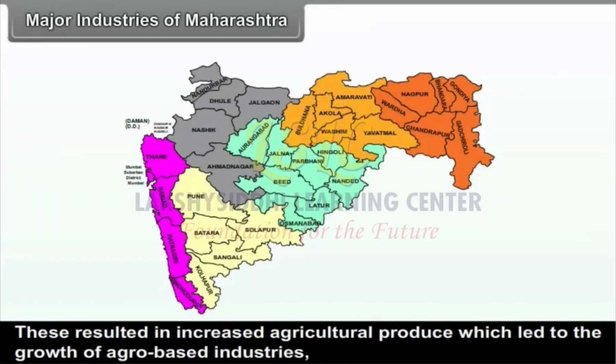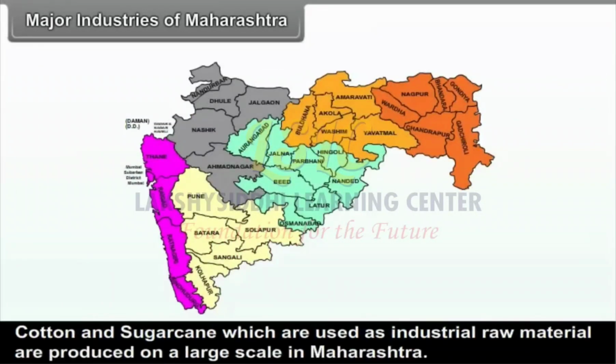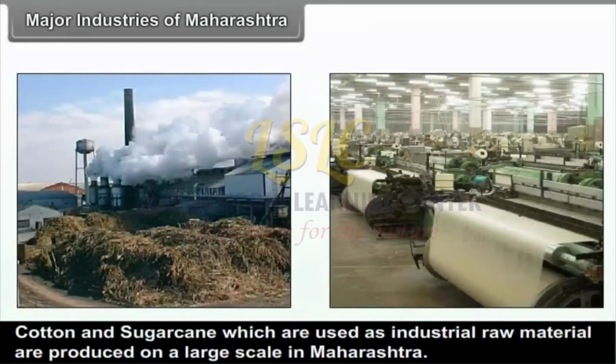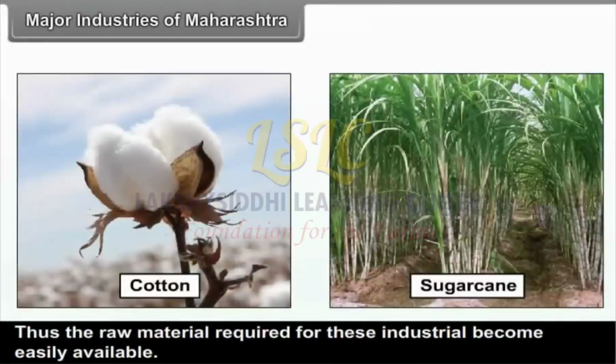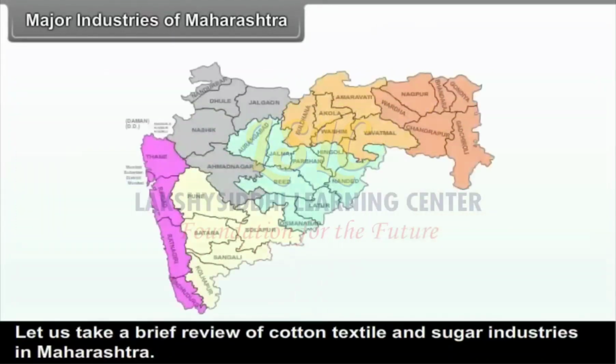These resulted in increased agricultural produce which led to the growth of agro-based industries, particularly sugar and cotton textile industries in Maharashtra. Cotton and sugarcane, which are used as industrial raw materials, are produced on a large scale in Maharashtra. Thus, the raw material required for these industries becomes easily available. Let us take a brief review of cotton textile and sugar industries in Maharashtra.